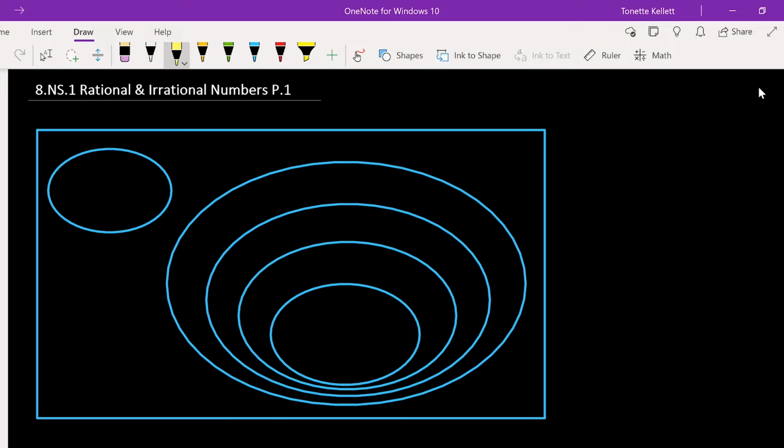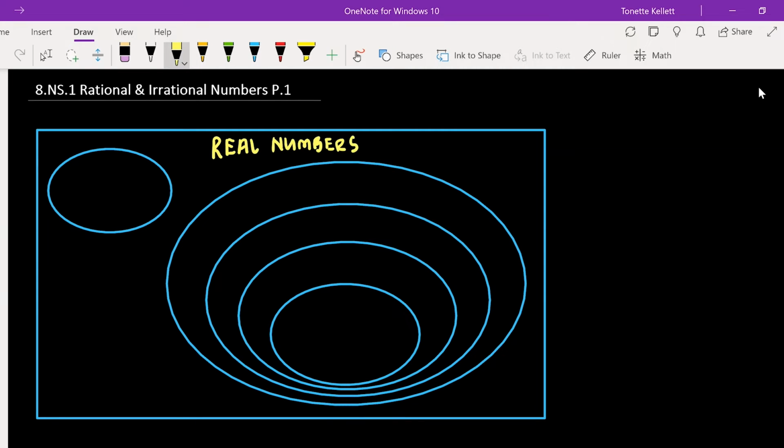8.NS.1, Rational and Irrational Numbers, Part 1. Today we're talking about the real number system. I'm going to write that right inside this large box, real numbers. Real numbers are all the numbers that you've ever learned. You have never learned any numbers so far that are not real numbers. All the numbers that you've learned are going to fit inside this box.